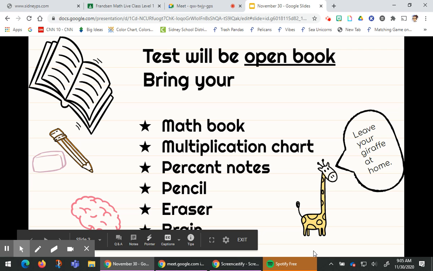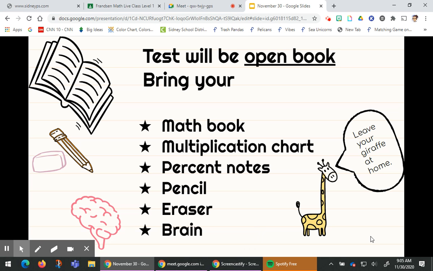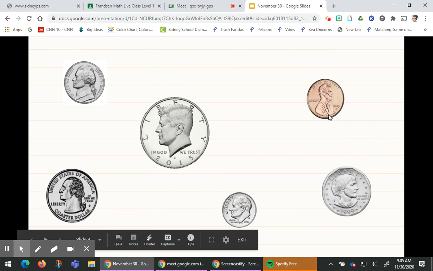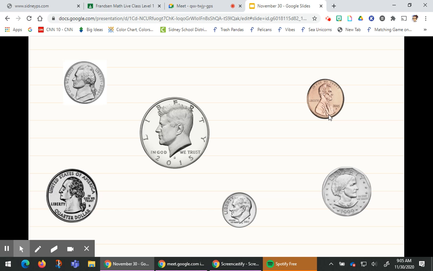What's percent? There's a page front and back with percent notes. There were 10 questions at the very bottom of the back that we did. Those are good notes for you. You might be wondering, Mrs. Franzen, we're reviewing percents, fractions, and decimals. What do those have to do with it?